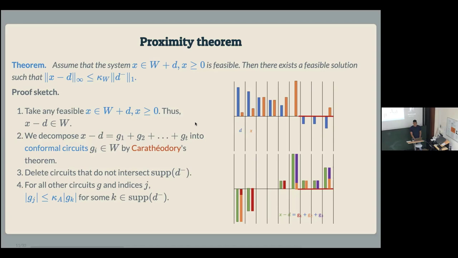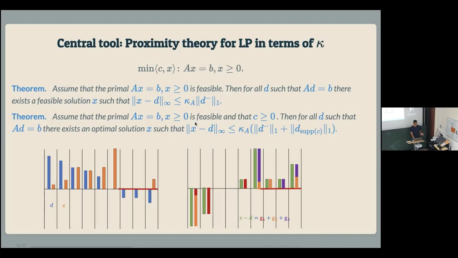Okay, and this as a central tool, this can also be done for optimization. So the first statement here is again the same as in the last slide, feasibility. And for optimization, you have a similar argument: if you have a dual feasible vector, or say that C is non-negative, then you can find an optimal solution that is, again, the negativity of D away from the current vector. And you also have to pay this time for whatever D has on the support of C.